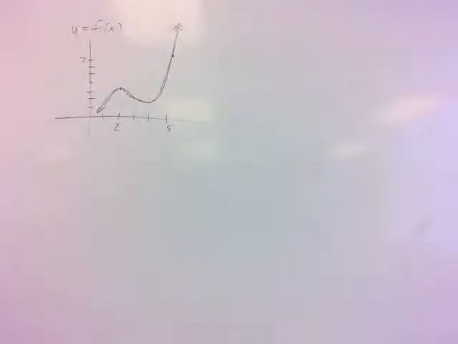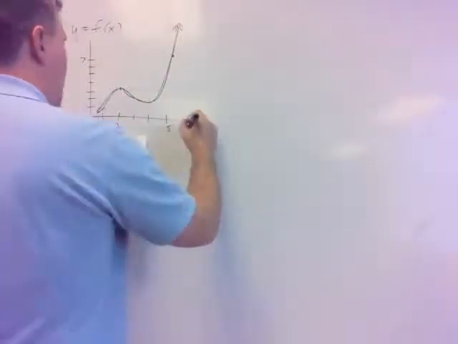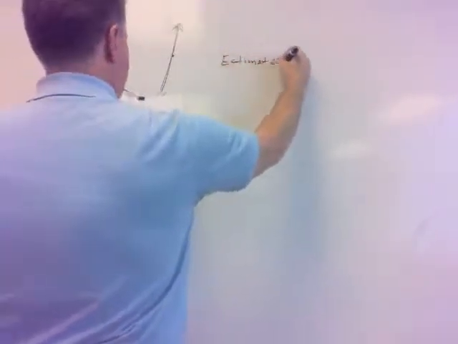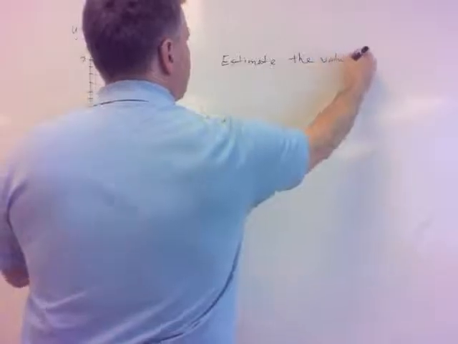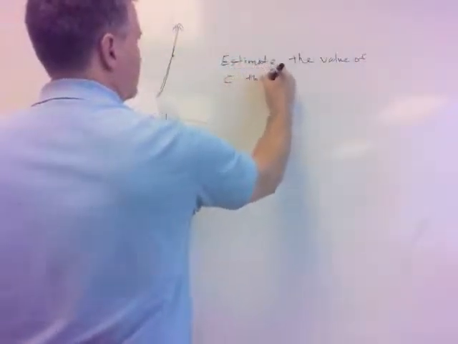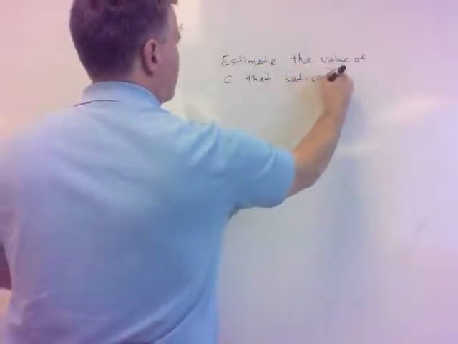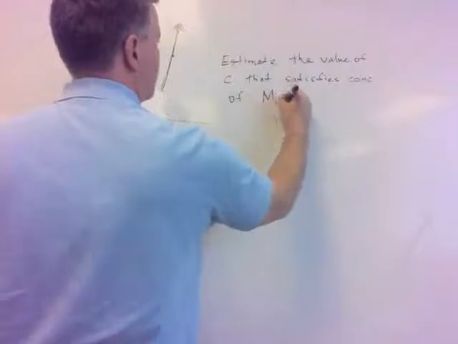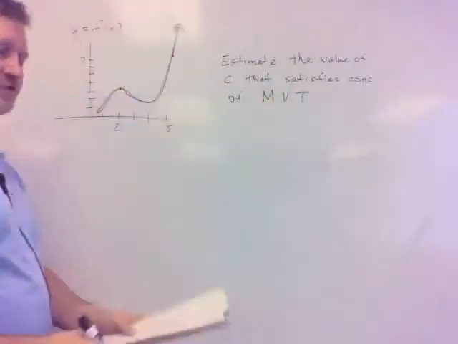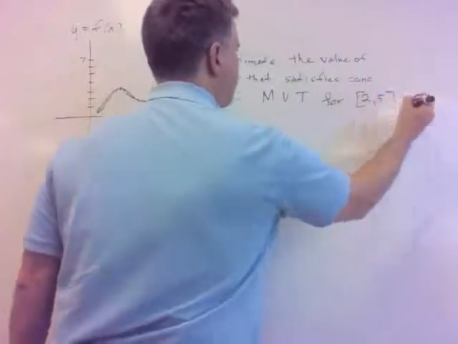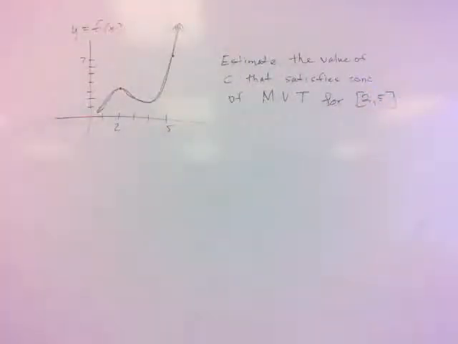Okay, so estimate for me there the value of c that satisfies the conclusion of the mean value theorem for the interval 2 to 5. Estimate the value of c that satisfies the conclusion of the mean value theorem for 2 to 5.